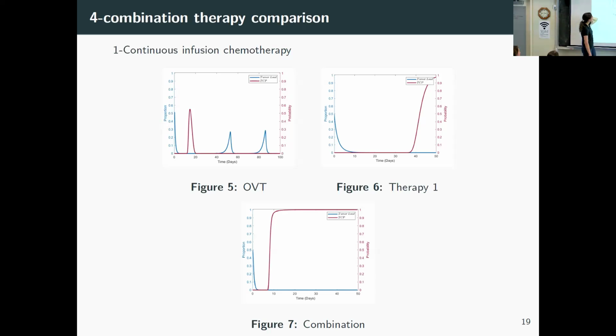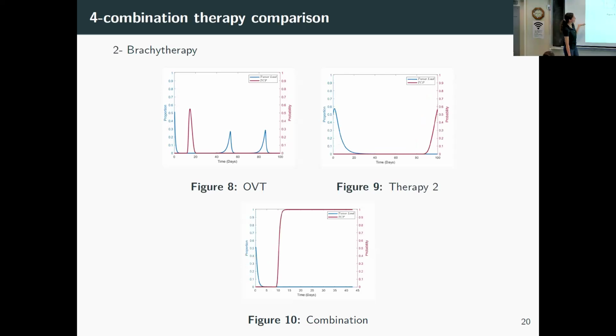So what we hope to see is a higher TCP in a shorter number of days. Here, for instance, after 20 days, we have TCP around a half. For this therapy, continuous infusion chemotherapy, after almost 50 days, we have TCP around 1. But after combining these two, we see that TCP goes to almost 1 after almost 12 days. This shows the improvement of combining these two together, and we get a better result. We're going to see the same pattern for the other ones.